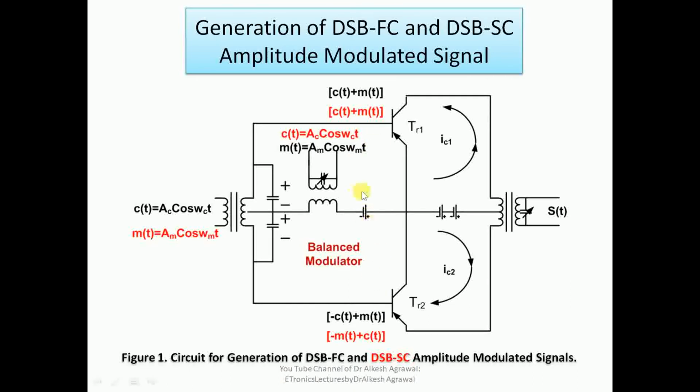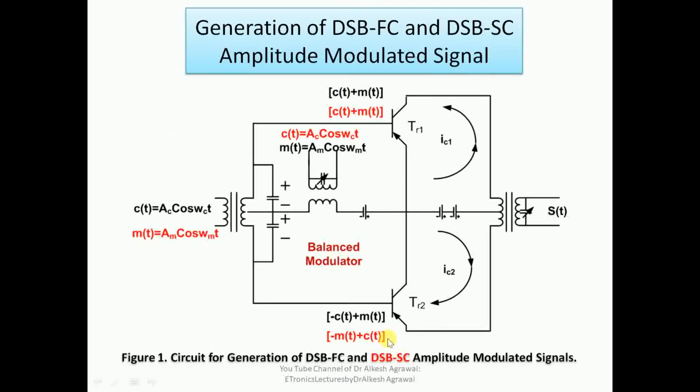of these two transistors. Here we can see the input signals in two different colors, black and red. When the input signals shown in black color are fed at these two input terminals, we have the generation of double sideband full carrier, whereas when the signals marked in red color are fed at these two input terminals, we have the generation of a double sideband suppressed carrier amplitude modulated signal. These will be further discussed in detail in the subsequent slides.